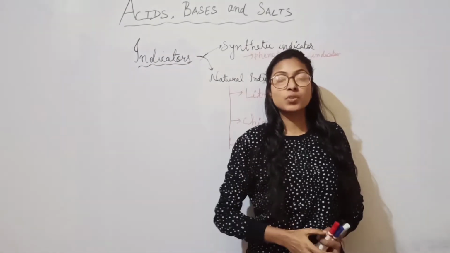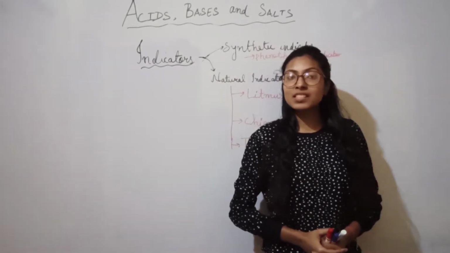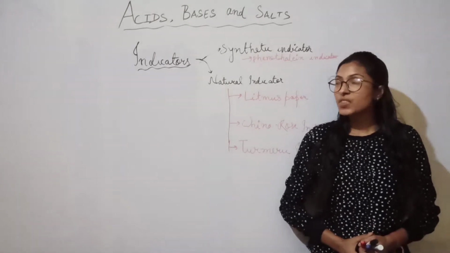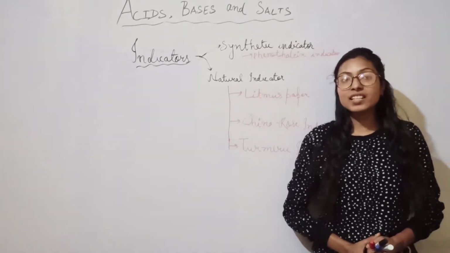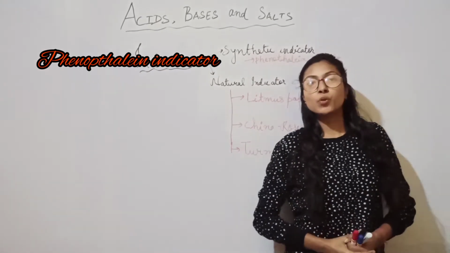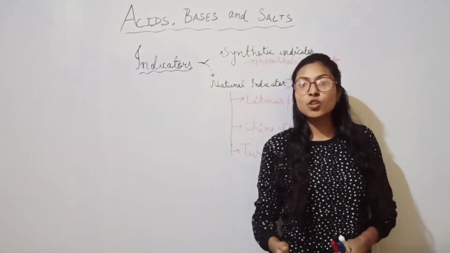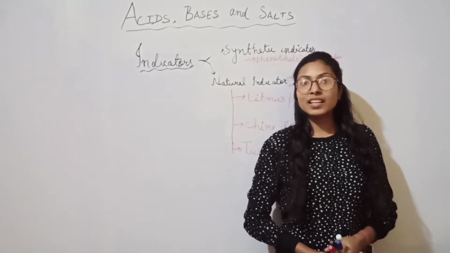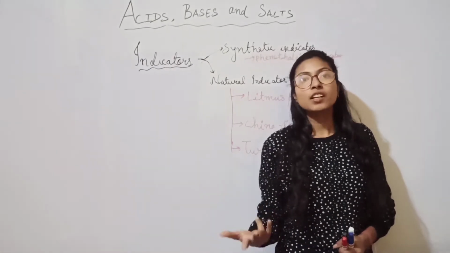Synthetic indicators are made by the use of chemicals, and natural indicators are made from natural substances. An example of a synthetic indicator is phenolphthalein. When we put phenolphthalein in an acid or a base, there is a color change, and due to that we are able to recognize that it is an acid or a base.